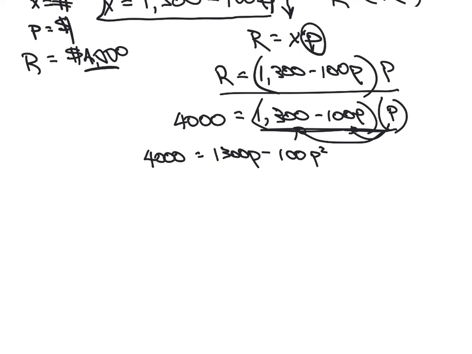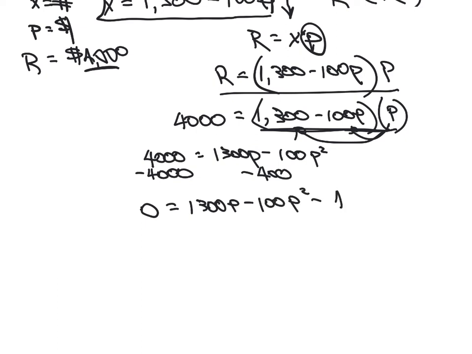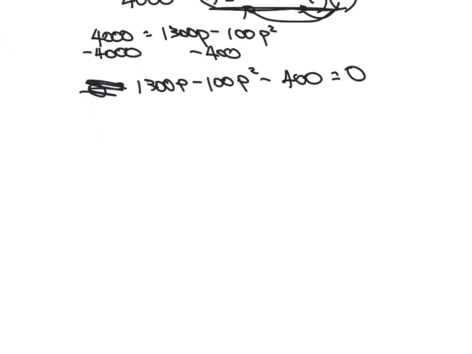So what I'm going to do is set this equal to 0. So I'm going to subtract 4,000 from here and subtract 4,000 from here. So I've got 0 equals 1,300p minus 100p squared minus 4,000. All right, the way that is set up makes it a little bit tricky. So what I'm going to do, we're going to switch. We're going to move the 0 over here instead of over there. Okay, that makes it a little bit easier.